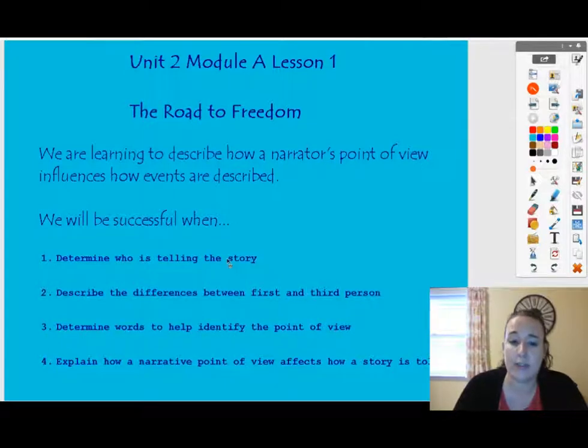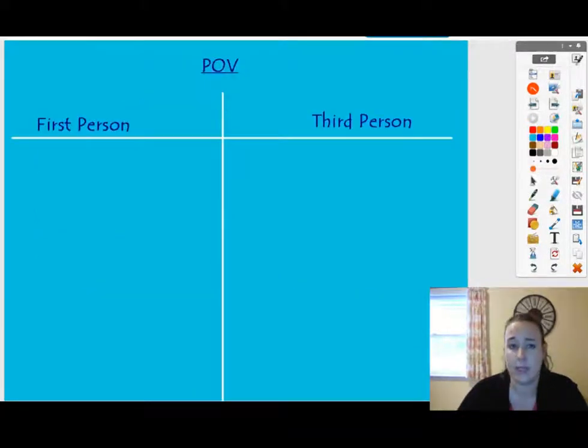And there are different words that we use to determine which point of view it is, first person or third person point of view. But we also have to be able to explain how a narrative point of view affects how the story is told. If I'm telling a story about something that happened to me, I'm going to have much more personal details and thoughts about it than if I'm telling you a story about something that happened to my friend or a family member. So let's start talking about points of view.